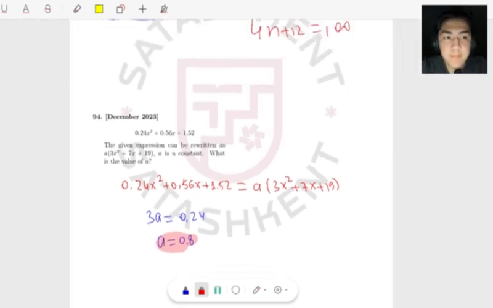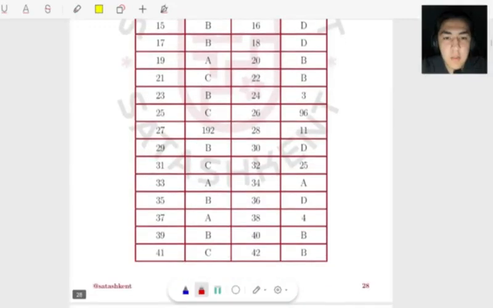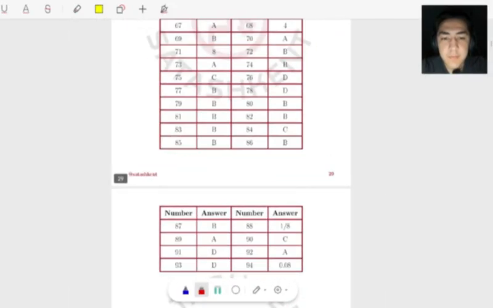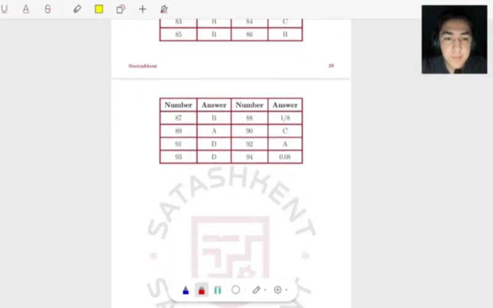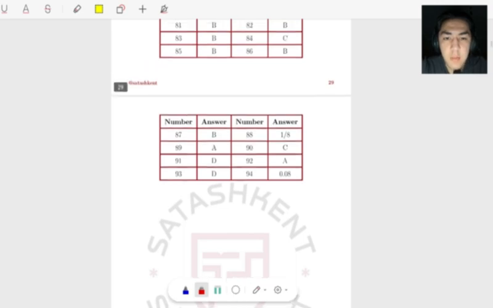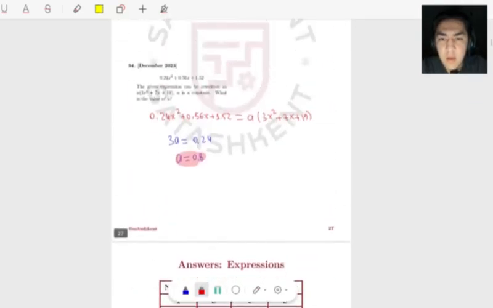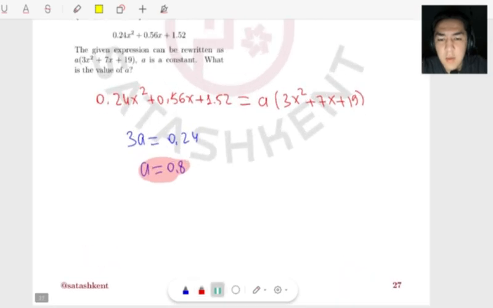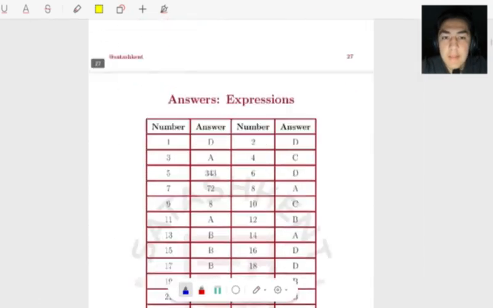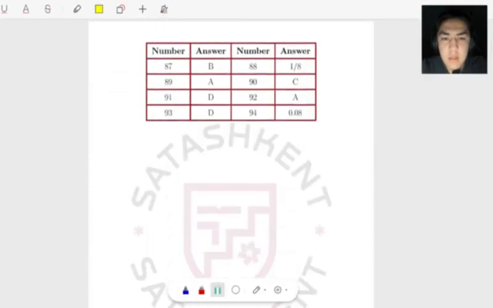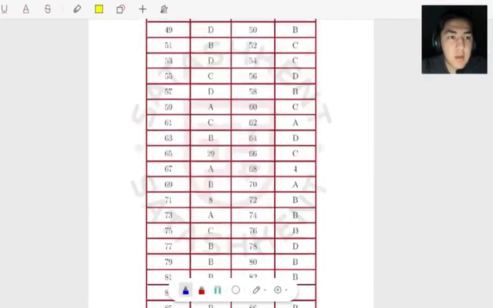And yeah, that's it. So here are the answer keys, guys, for the expressions. And yeah, by the way, sorry, this is not 0.8, but it's gonna be 0.08, because if you multiply 0.8 by 3, you will get 2.4, not 0.24. So now it's correct, guys. It's 0.08. And yep, here are the answers, and we are done with expressions, guys.